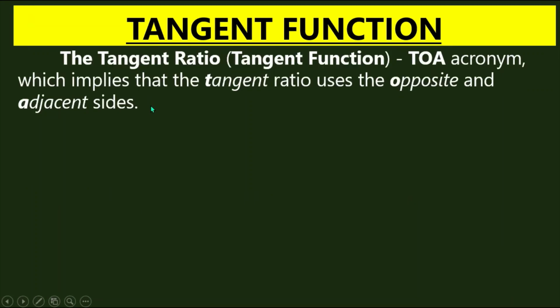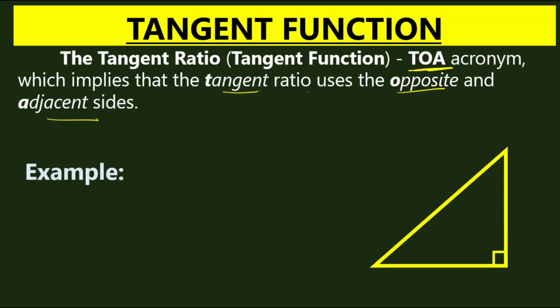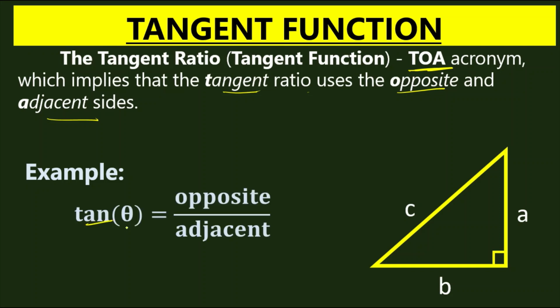Let's say the tangent function. From SOHCAHTOA, we will use the TOA. TOA means the tangent ratio uses the opposite and adjacent sides. For example, if we have this kind of right triangle with sides A, B, and C, tan theta is equal to opposite over adjacent. For example, here is our theta. What is tan theta?